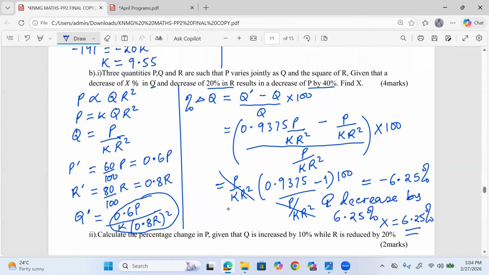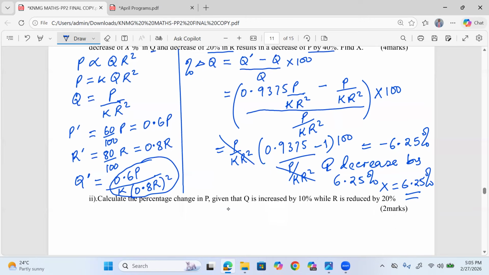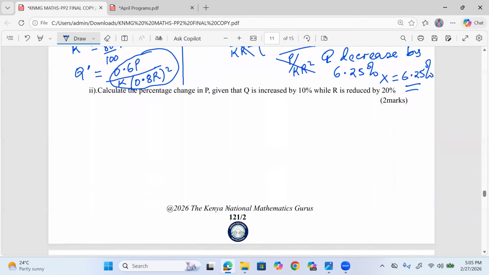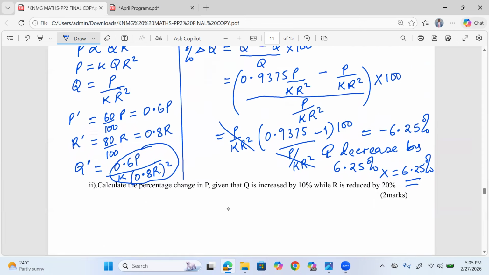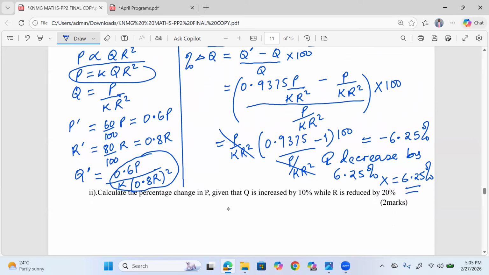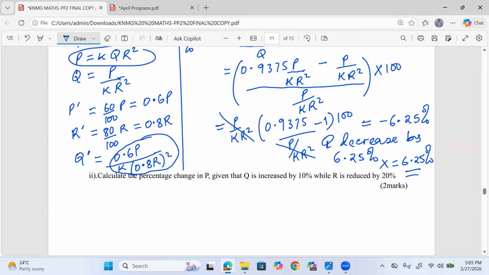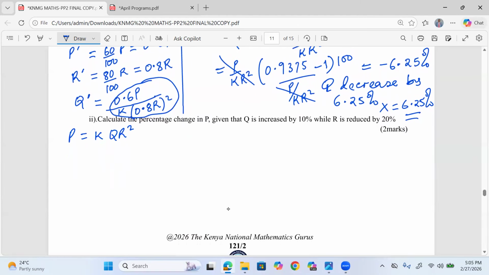So when you approach it without making Q the subject, you shall still get it, but please be assured that you will struggle. But when you make it the subject Q, it really becomes very simple, just the way I've done it. So part 2 now, it's very direct now. It's the one that shall use this expression now. P equals to a constant Q R squared. Percentage change in P, given that Q increases by 10%, R decreases by 20.